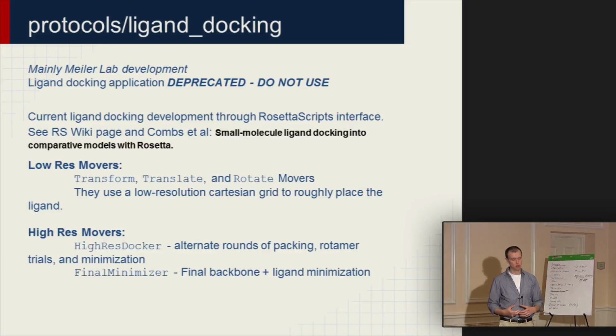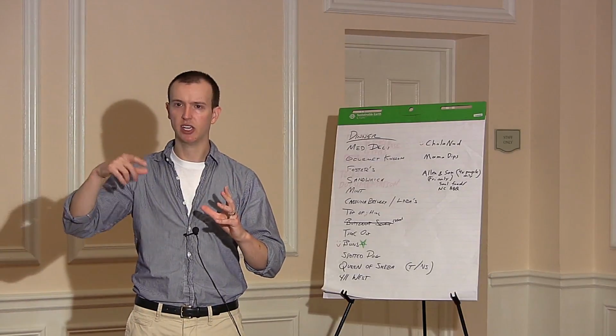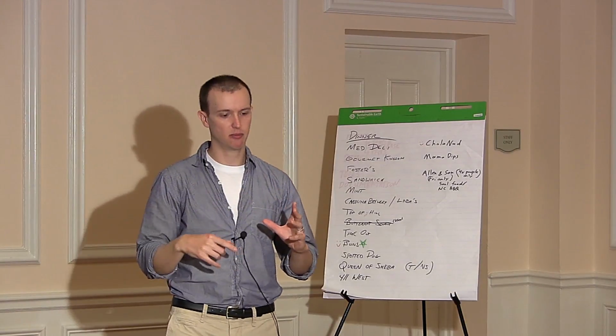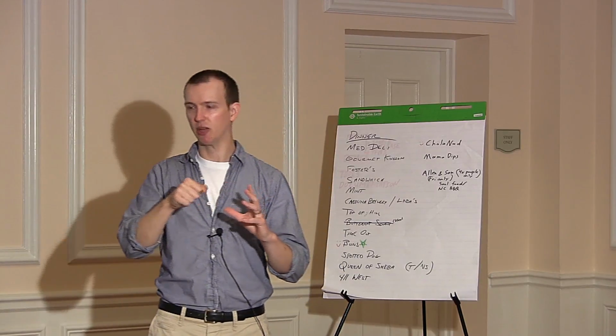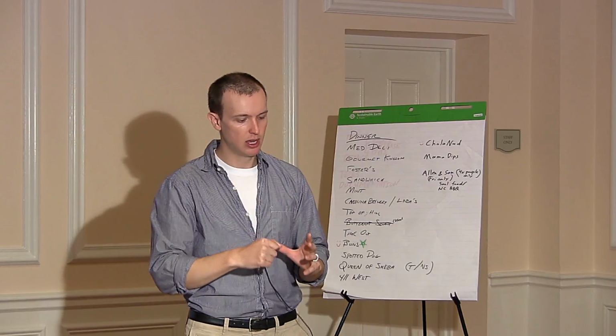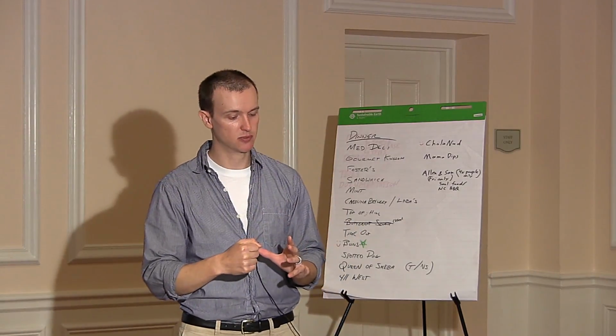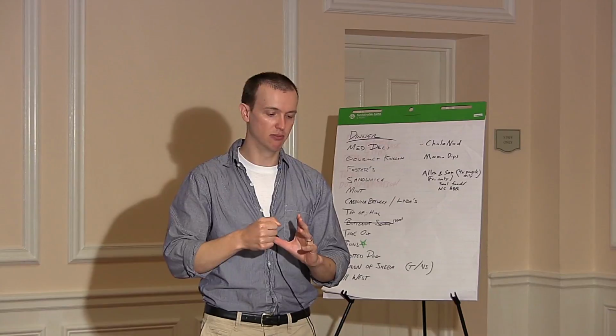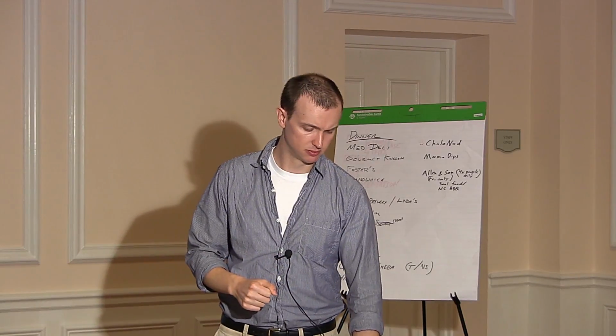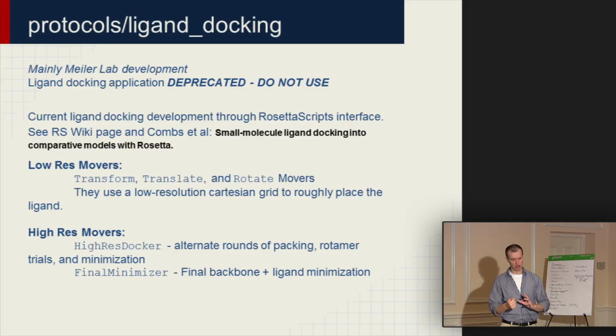So there are low resolution movers. There's transform, translate, and rotate. And they use this low resolution Cartesian grid, which sort of maps out what the protein looks like, and then try to place the ligand first in the binding pocket in some somewhat reasonable binding orientation. And then that's followed by a high resolution stage where you have this high res docker that alternates between rounds of packing and rotamer trials and minimization.